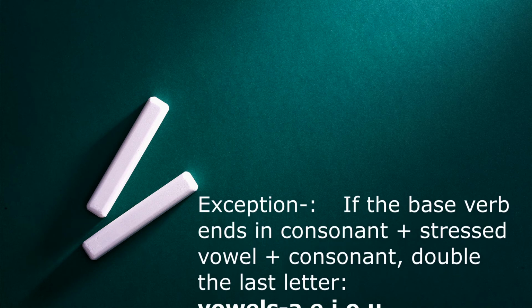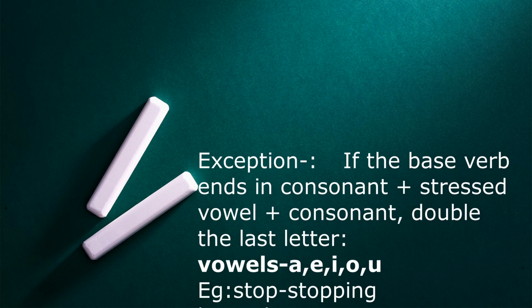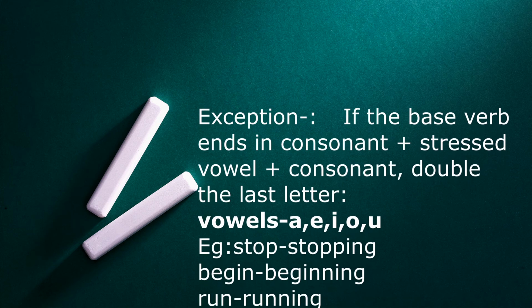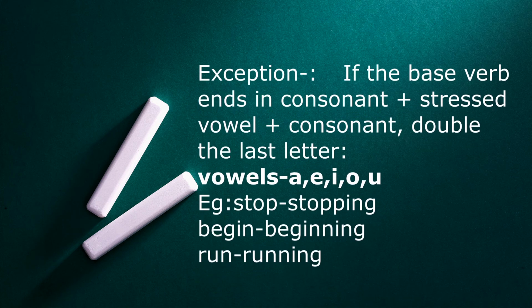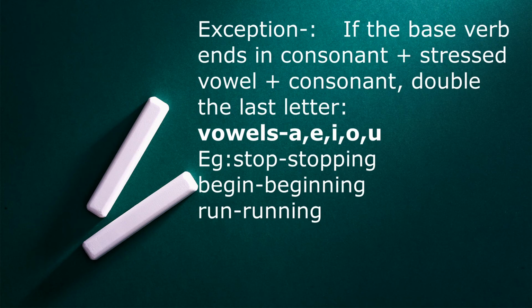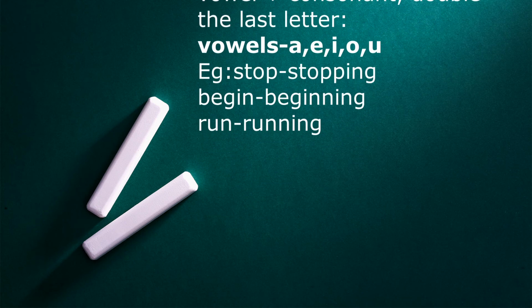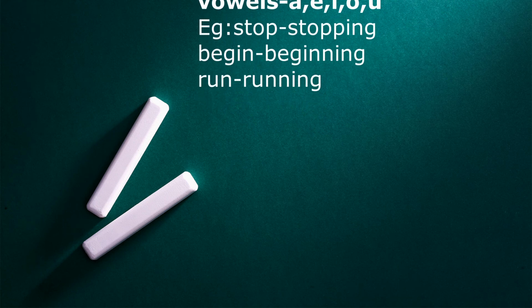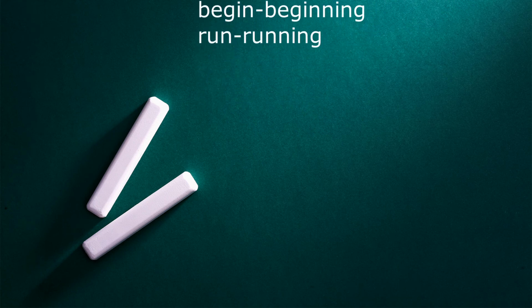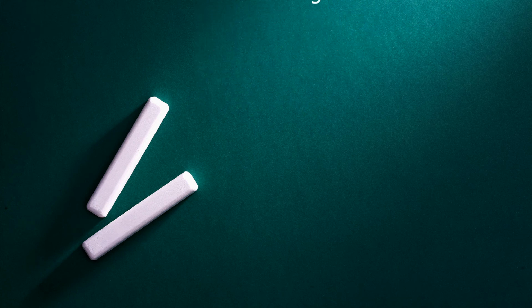If the base verb ends in consonant plus stressed vowel plus consonant, double the last letter. Examples: stop, T consonant, O stressed vowel, P consonant. So it will be stopping. Begin, beginning. Run, running.